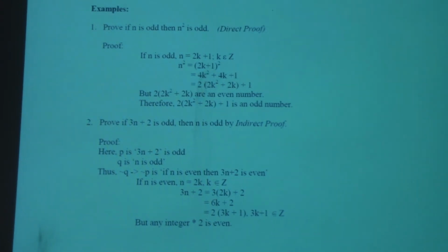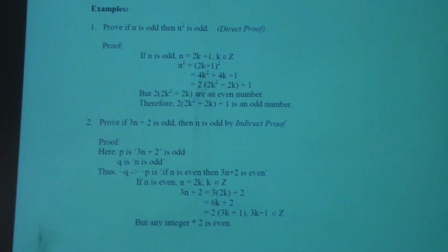Okay, so therefore, we're going to say n is even, so n can be represented by 2k, where k is any integer. And therefore, 3n plus 2 will be simply 3 times the general even integer plus 2, which is going to be 6k plus 2. And then we can take the 2 out, and it's going to be 2 times (3k plus 1). K is any integer. 3k is an integer, plus 1 is an integer, times 2 is an even integer. So that is an indirect proof.